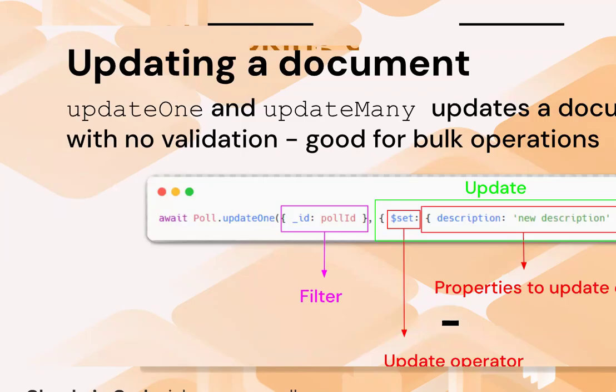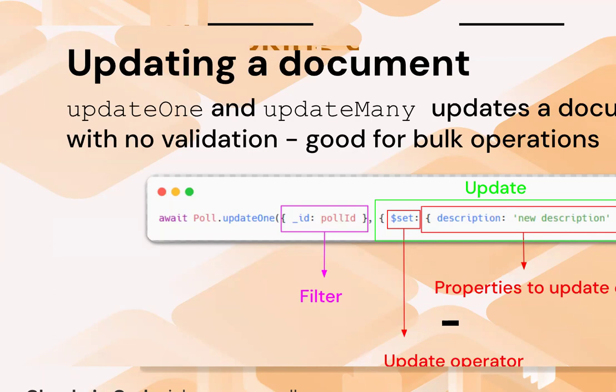And then more about updating a document, you can see you can use updateOne and the updateMany command to update a document with no validation. And this is better when you're doing it for many polls. You don't want one poll to be missing and then your bulk operation is done. So you would use this to update many documents at once.